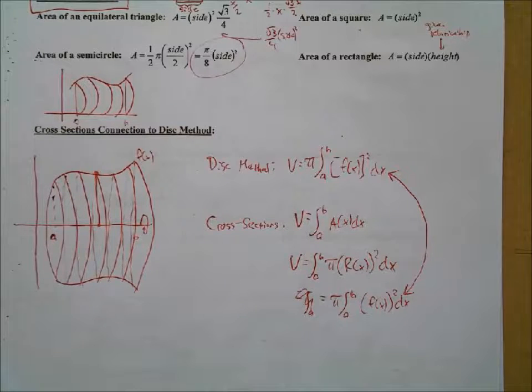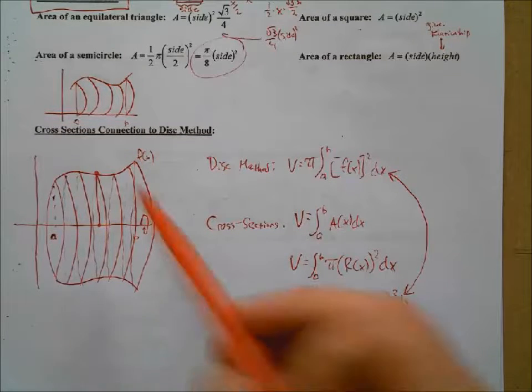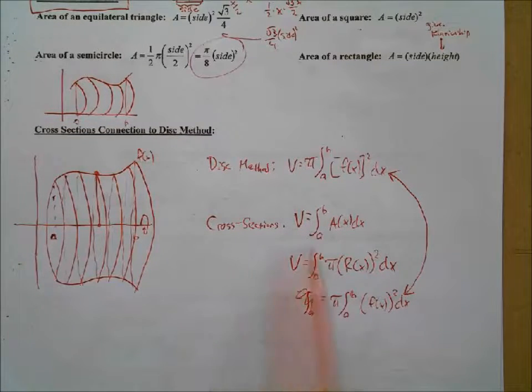So solids with cross sections of circles, you can see how there's a relationship there. The disk method is like finding the volume of a solid with cross sections that are circles, in this particular sense. Questions on anything so far?